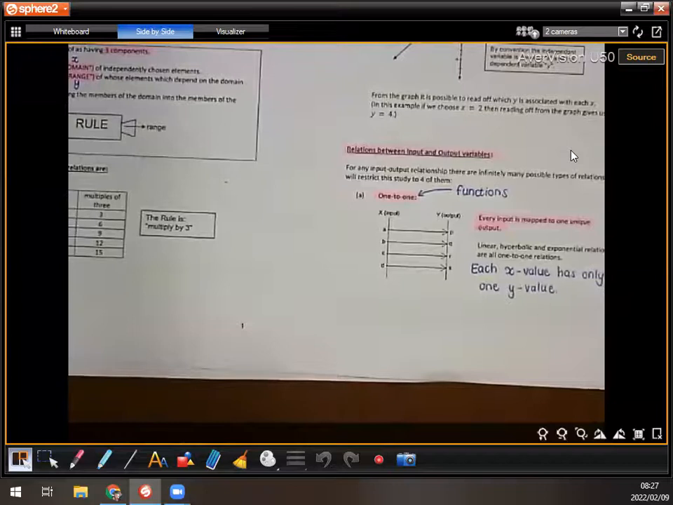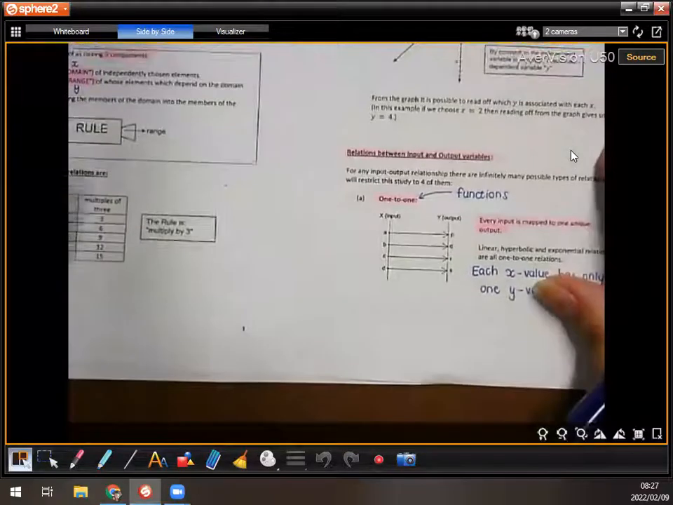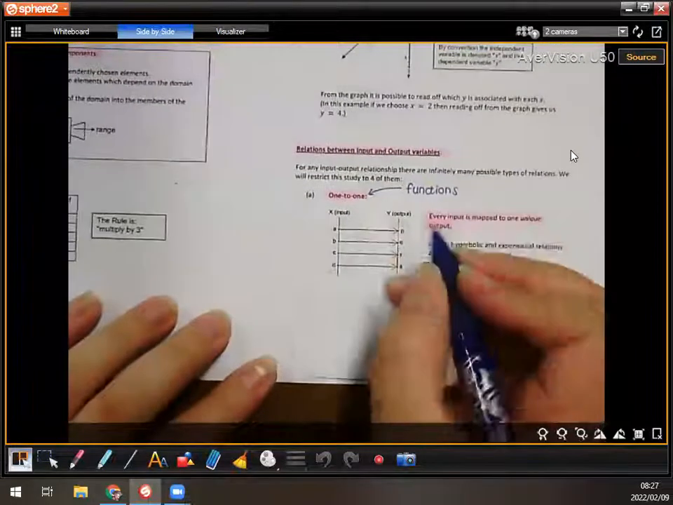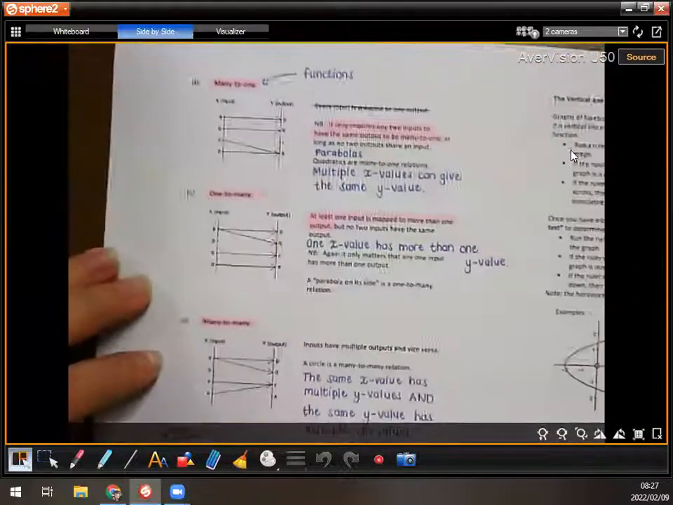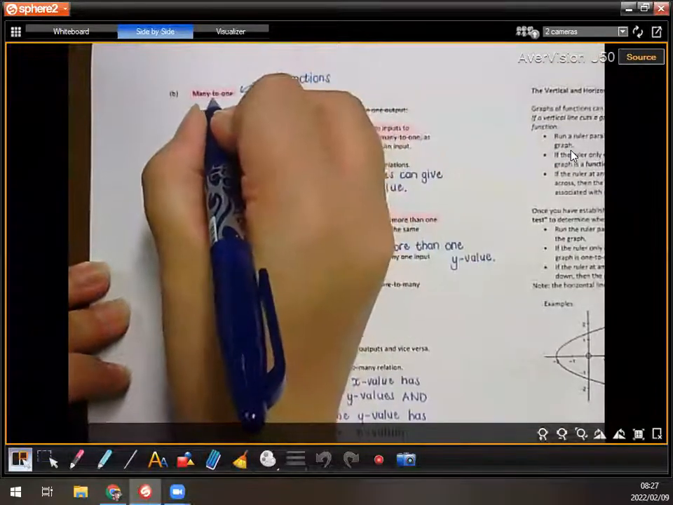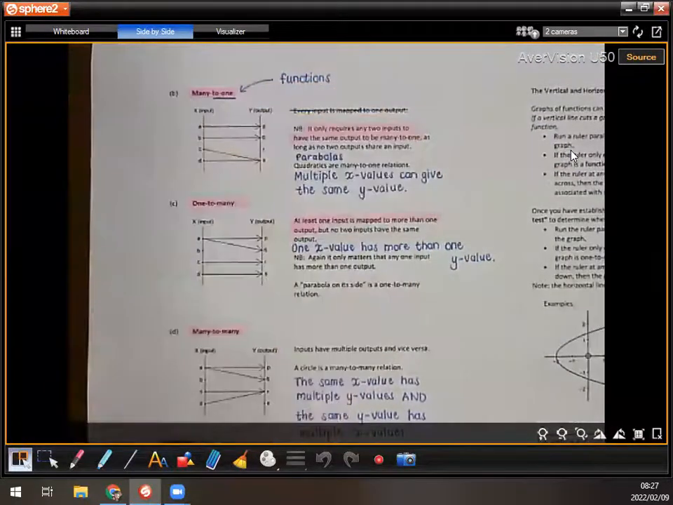If it's too many, then it's not a function. Okay, it's going to take some time to get used to that. But yeah, that's basically what it comes down to. Yes. Yeah, so we are going to talk about it a bit more, but it's not really that big a thing.